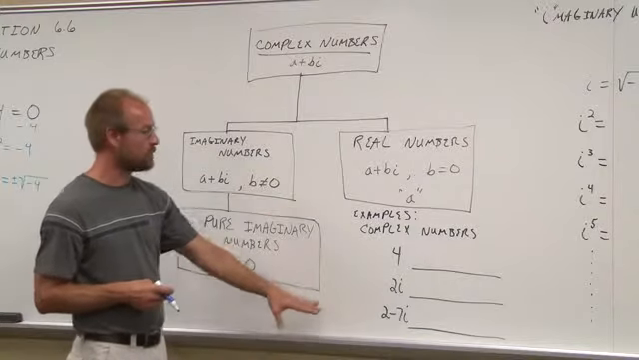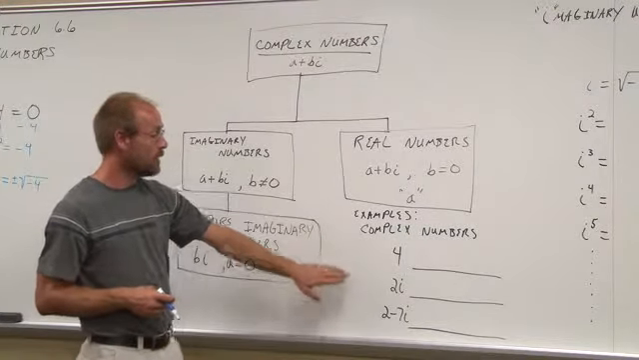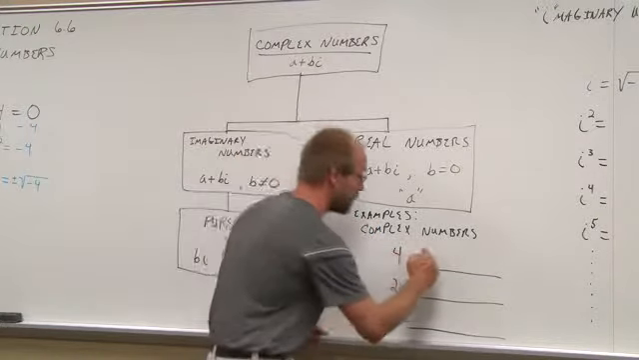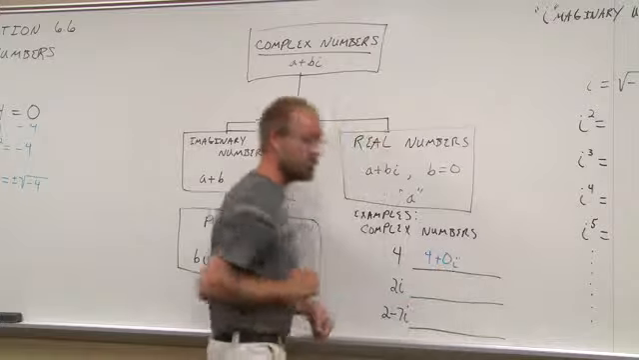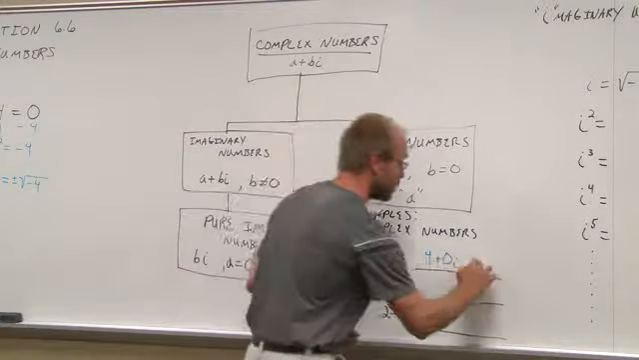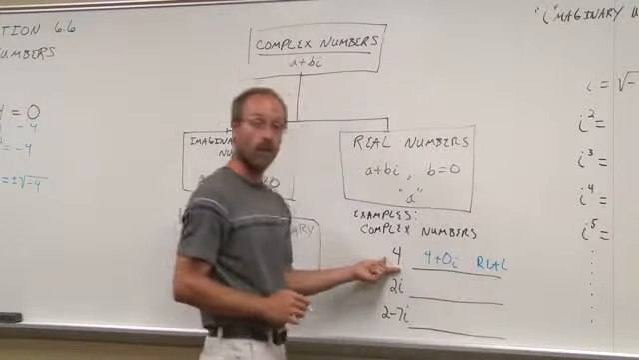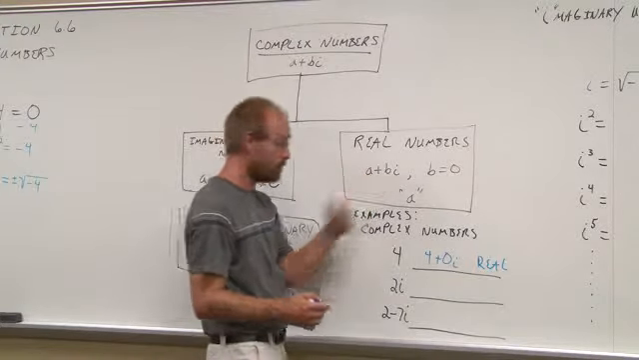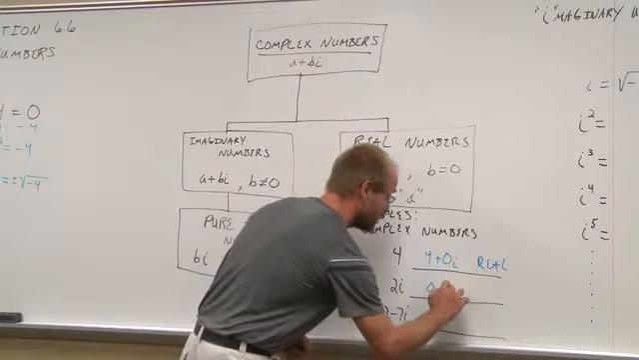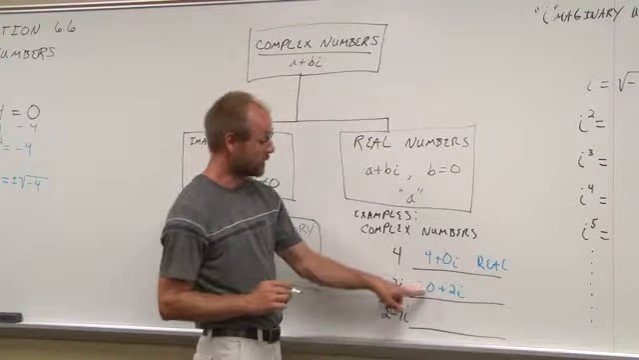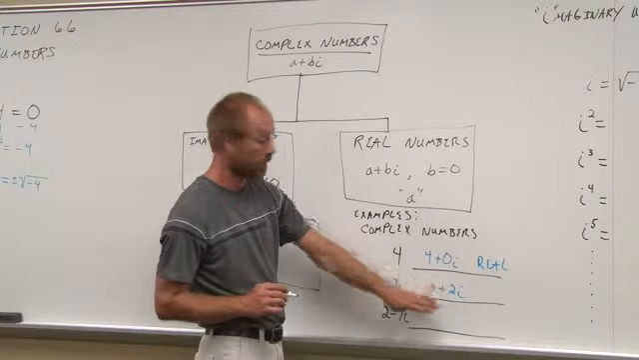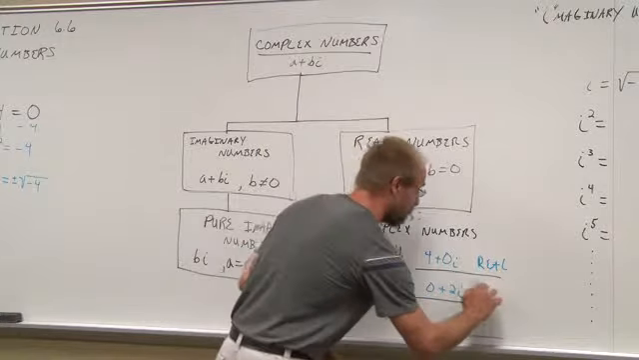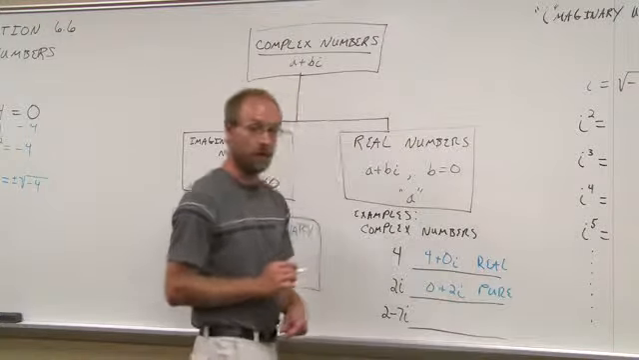So let's look at some examples of what are complex numbers. Well, 4, well, that's a real number. If we put it into a plus bi form, it's 4 plus 0 imaginary units, which is a real number, just 4. If we look at 2i, well, if we put it into a plus bi form, it's 0 plus 2i, where a is 0. And that's just a pure imaginary number. This number only contains imaginary units, 2 of them. So we call this a pure imaginary number.